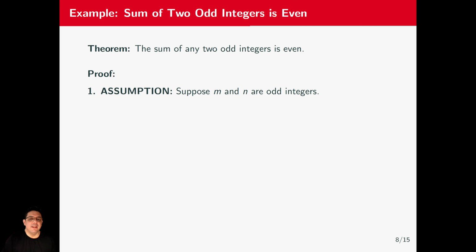Okay, but let's show how this works so you can actually do it yourself. So let's prove a theorem. The first theorem is: the sum of any two odd integers is even. To prove it, we'll first start with the assumption. We suppose that m and n are odd integers. We pick two numbers and we assume that they're odd integers.